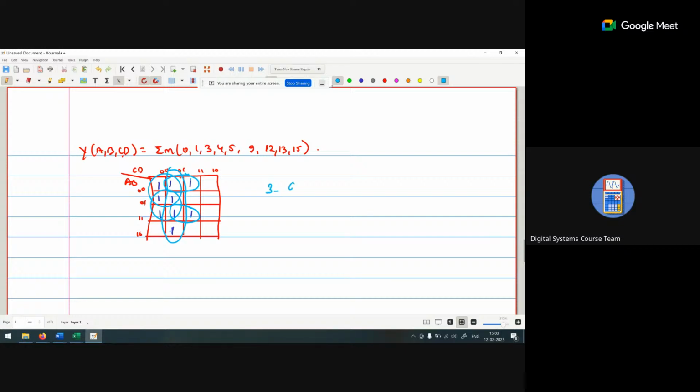So 3 groups of 4 min terms and 2 groups of 2 min terms. If any doubt, you can ask. Sir, can we create a group of 6? No. Group of 2 is possible; groups of 1, 2, 4, 8 and 16 are possible. Always a power of 2, in the form 2 raised to the power n. Okay, sir.